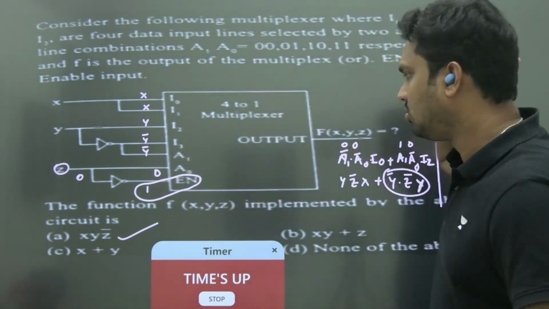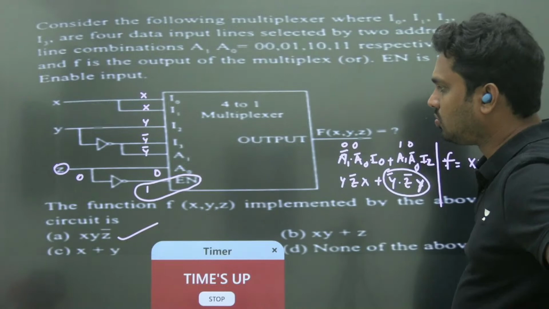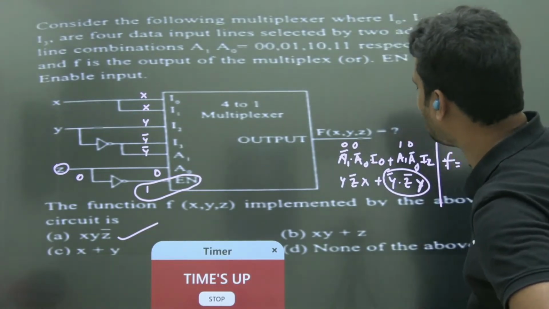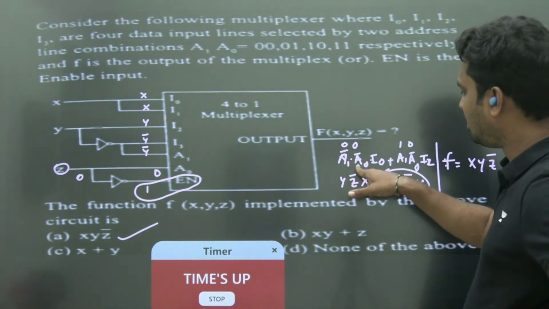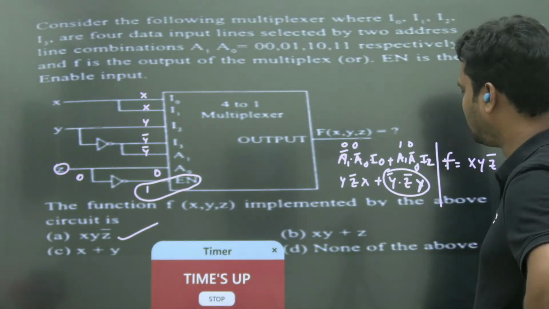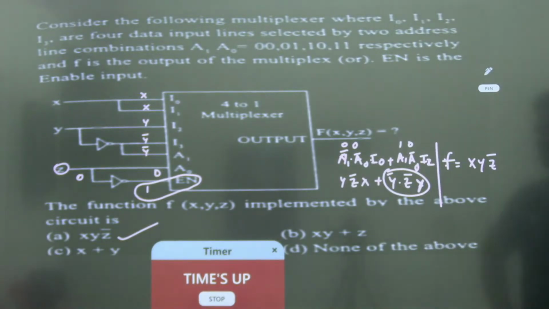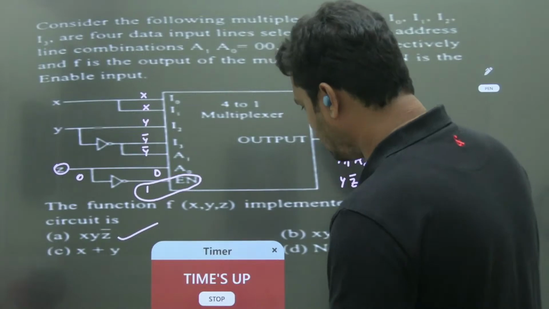So when it is 0 0, its expression is A1 bar A naught bar into x. And when it is 1 0, it is A1 A naught bar into the I2 value, that is y. So A1 is connected to y na, so y bar z bar x, y bar z bar y. Y into y bar तो 0 हो जाएगा. So x y z bar is the answer. Okay. चलो नेक्स्ट क्वेश्चन.